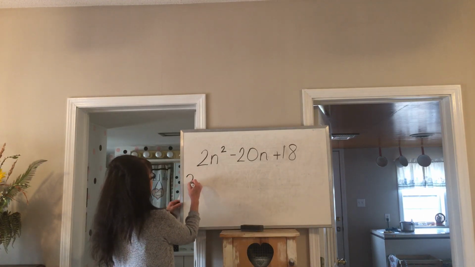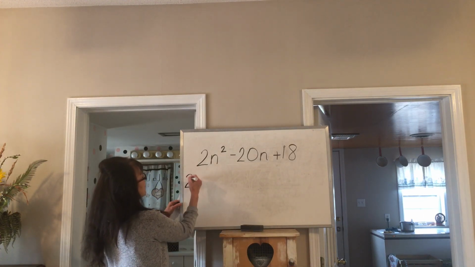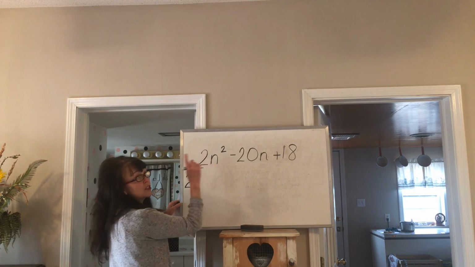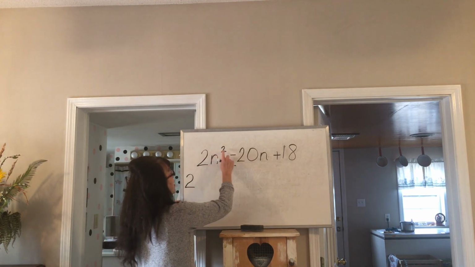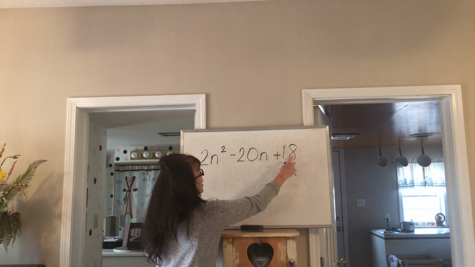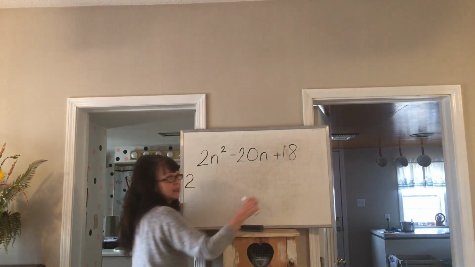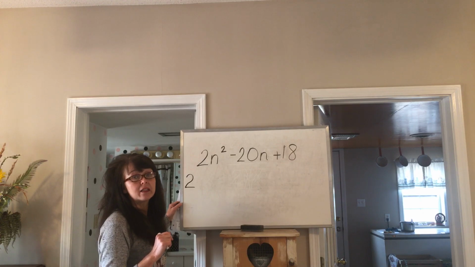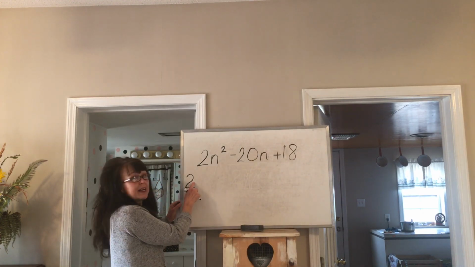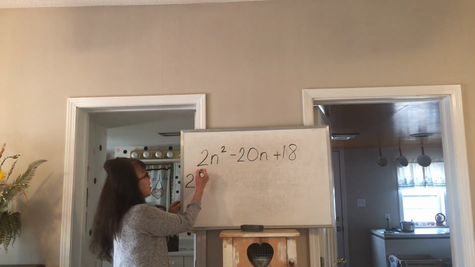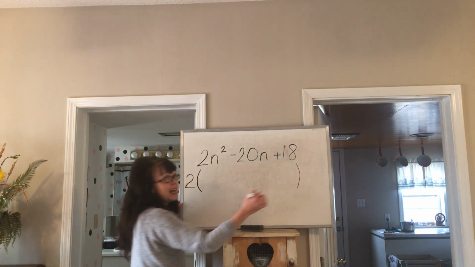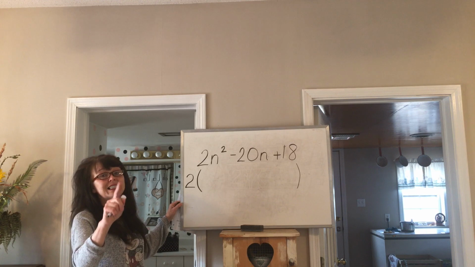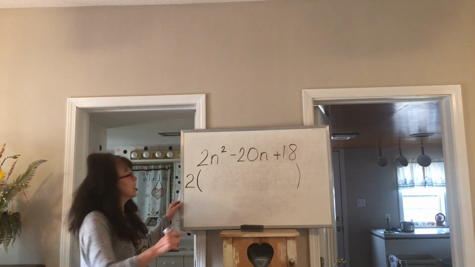So you're going to take out a 2. You're going to put it in front of your problem. Smallest exponent on your variables. N squared, n to the first power, or no n's. You pick no n's. What does that mean? It means you don't write down any n's. Open a parentheses. Now remember, GCF only has 1 set of parentheses.